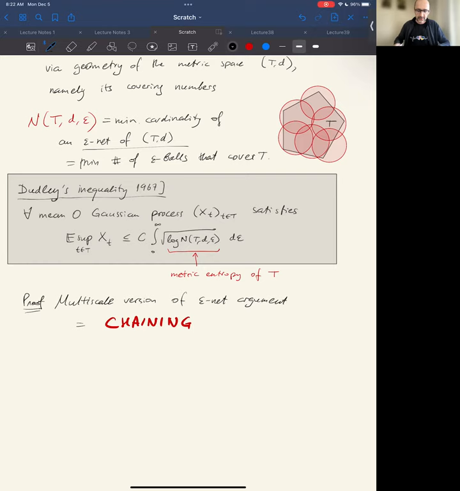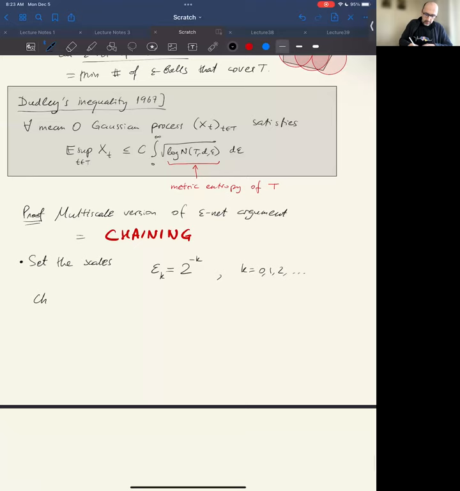Okay, so it will be a multi-scale approximation. How do we do this? We first set the scales, multi-scales actually. We'll do a discrete version of this. So the scales will be, let's say, decaying exponentially, and so on. Then we will choose epsilon nets, actually epsilon_k nets. So we cover T with balls of radius epsilon_k. And this is how many balls we need for each covering. That's just a definition.